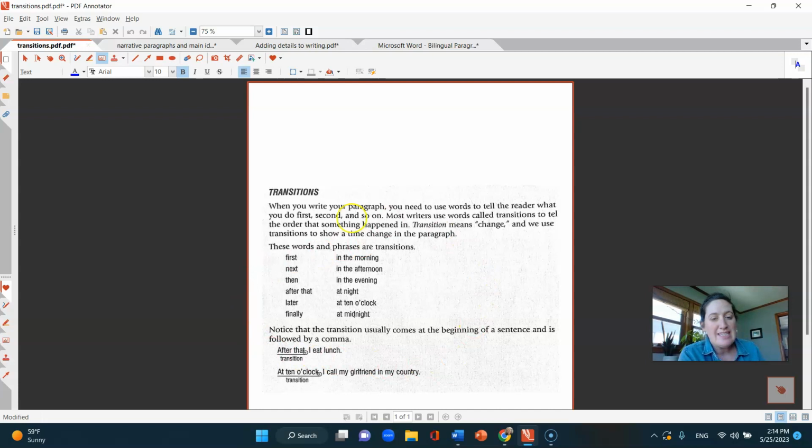So here you can see a list of words and phrases that are transitions, and you can kind of keep that handy while you're writing to try to incorporate some of those transition words into it. And you can also notice that the transition usually, not always, but usually comes at the beginning of the sentence and is followed by a comma. That means there's a comma after it. So we can say first and next and then, or we can use some of these after that, later, finally, and we can also use these time expressions that show what time things happened.